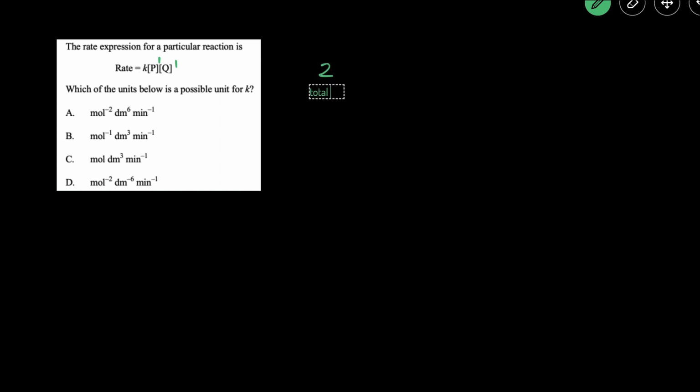Then we're going to take the total order and subtract 1. So 2 minus 1 is equal to 1. And we're going to use this number and plug it into this formula to get the units for k. The units for k will always be equal to dm cubed multiplied by that number that we got here, moles to negative 1 multiplied by that number that we got there, and then some component of time, either seconds, minutes, or hours, to negative 1.